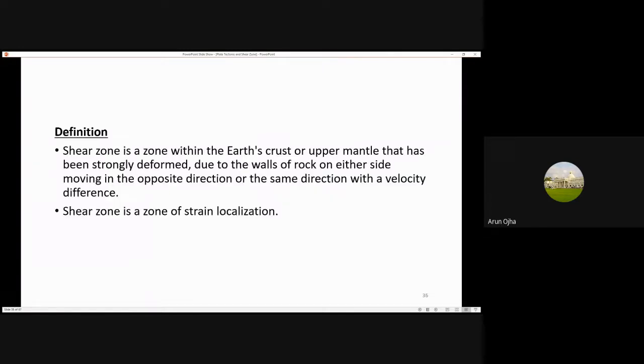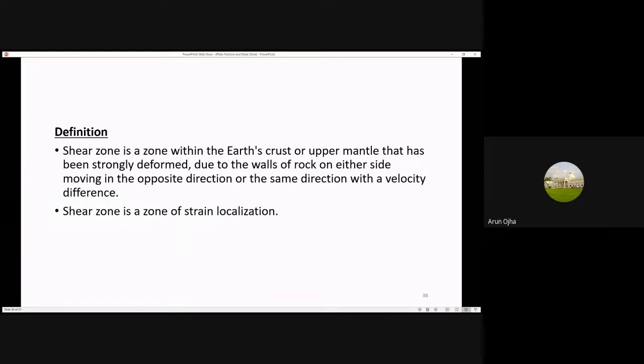A shear zone is a zone within the earth crust or the upper mantle that has been strongly deformed due to the walls of rock on either side moving in the opposite direction or the same direction with a velocity difference. That means these shear zones are shown along which the rocks are moving or sliding past each other. So a shear zone is a zone of strain localization.